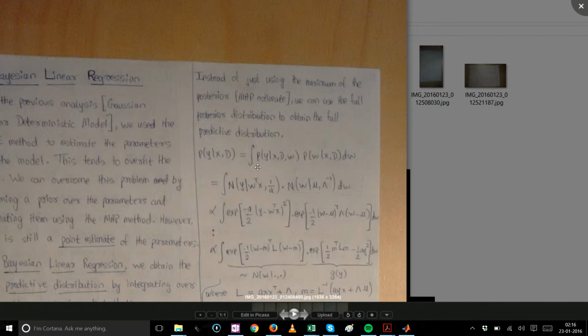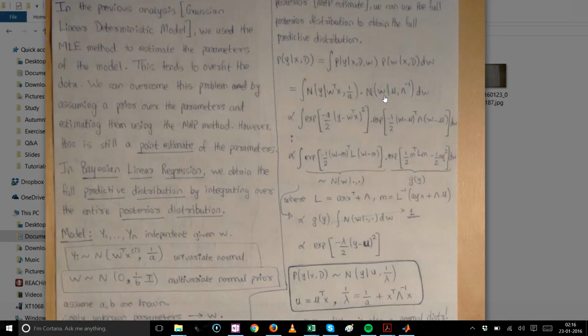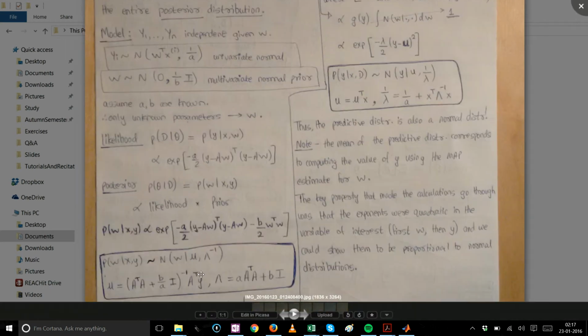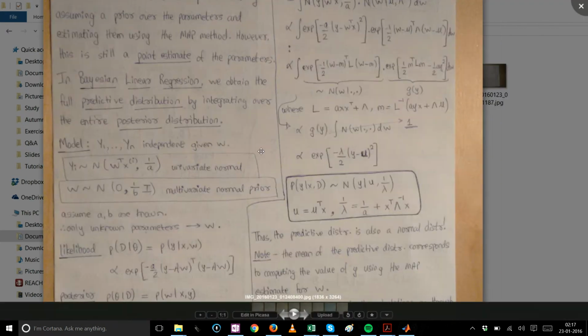This will be the integral of the probability of y given x new, the data D and w, times the probability of w given x and D, dw. So this is the likelihood of a new y given x, D and w, a normal distribution with mean w transpose x and precision a, and this is the posterior on w given all the data that we had. This is a normal that we computed here, with a mean mu and a covariance lambda inverse, with mu and lambda given by this.